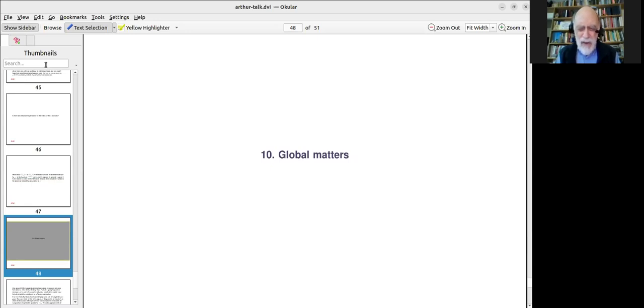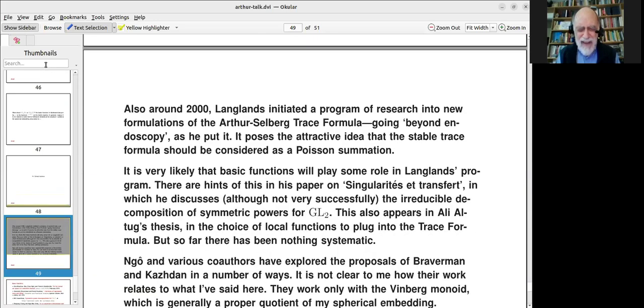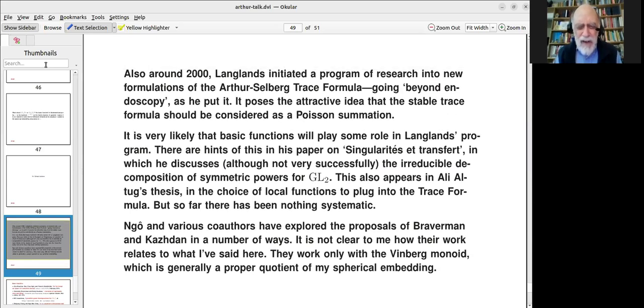The big question, about which I have no idea at all, is what do you do for global? Is there any possible global application? I have no idea, really, but nonetheless there's some hint that this is vaguely related to Langlands' work on beyond endoscopy. The basic function occurs implicitly in Mazur's talk, but it's never really been taken up very carefully. It's not quite clear how this will behave in general.